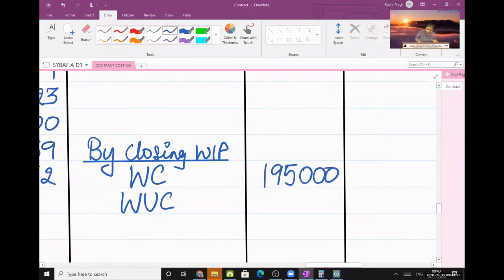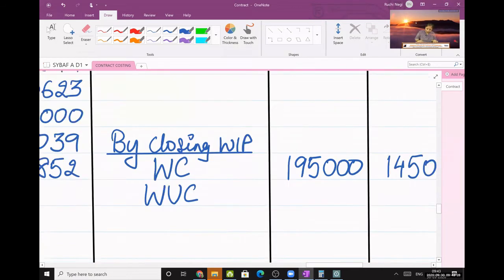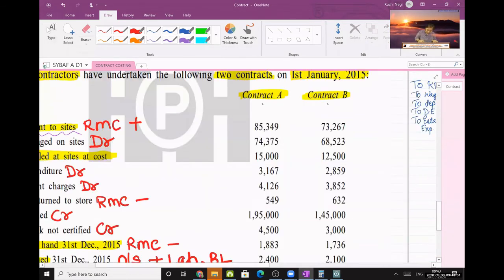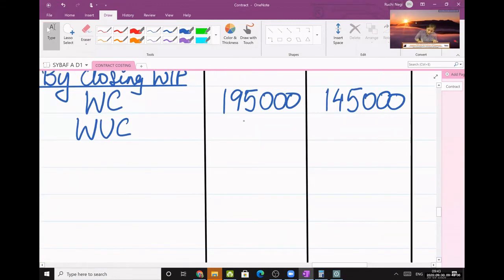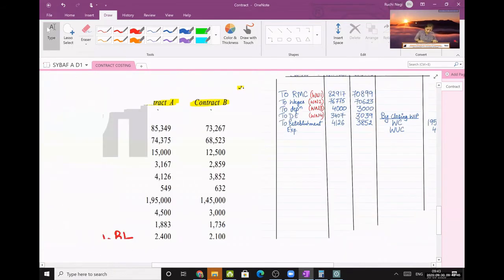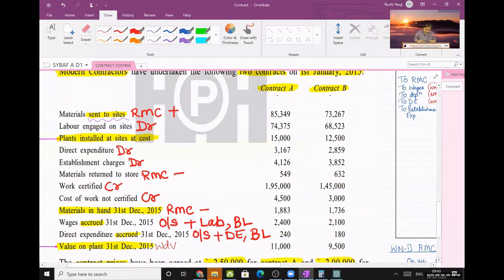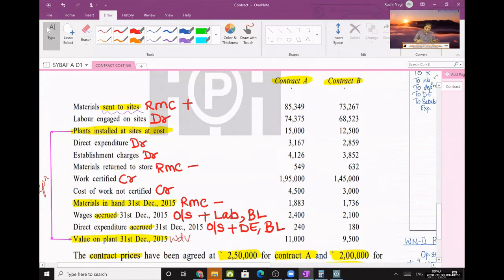1,95,000 and 1,45,000. Okay. And work uncertified is how much? 4,500 and 3,000. So write it here. 4,500 and 3,000. Okay. What is left? Maybe it's done. This is also done. This is also done. Okay. So we are done with the items as per the contract account.